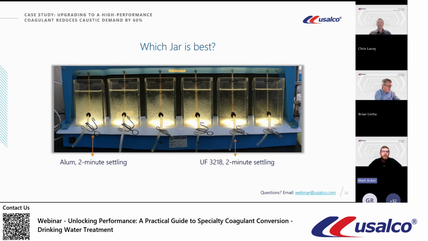Here, looking at the picture, some might say jar 6 looks fantastic, and that's what I would go with. Some say jar 2 doesn't look great. Well, jar 2 actually got the best organics removal, but we lacked in pH adjustment or alkalinity reduction, as well as sludge production and settled water turbidity. So in this case, jar 5, our Ultrafloc 3218, was the best optimal from those things I mentioned: settled water turbidity, organics, sludge, etc.